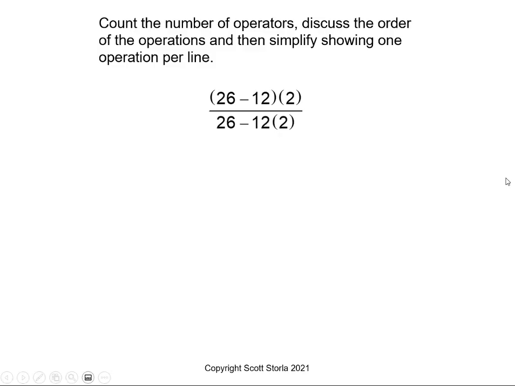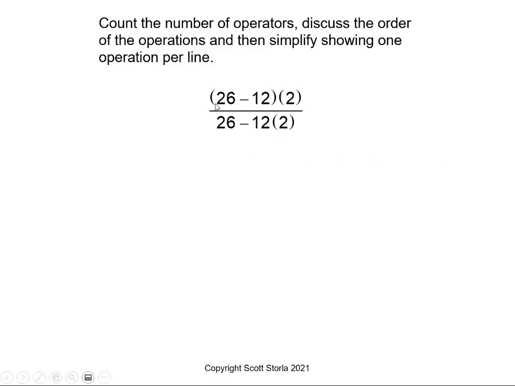Here's an example where we have implicit grouping because it's a quotient. Notice we have 1, 2, 3, 4, 5 operators. The idea with implicit grouping would be we're going to simplify the dividend, then we're going to simplify the divisor, and only when both of those are simplified are we going to carry out the division. Please pause the video and see if you can work this out correctly.